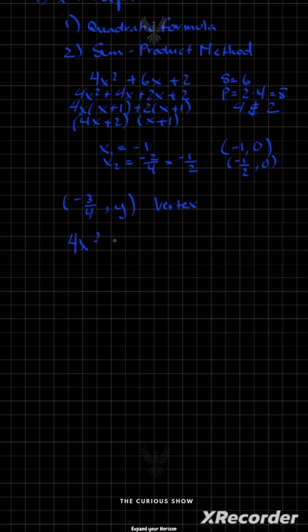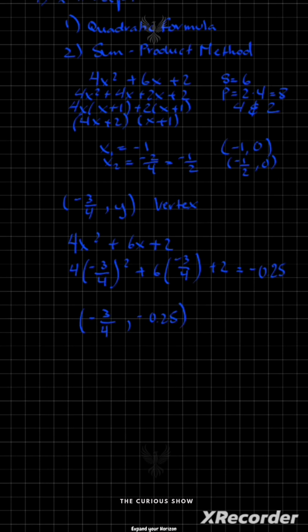So 4x squared plus 6x plus 2. So x is -3 over 4, squared, times 4, plus 6 times -3 over 4, plus 2. So that is just equal to -0.25. So our vertex is basically -3 over 4, -0.25.